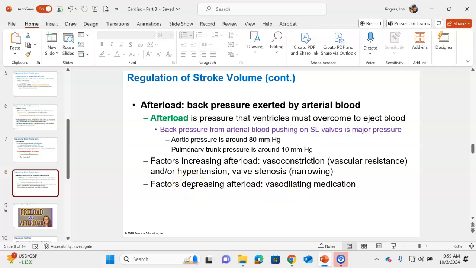Okay, so preload, contractility, and afterload are all going to affect how much blood the ventricles are pumping out per beat.